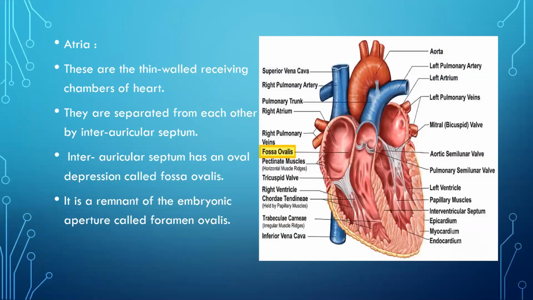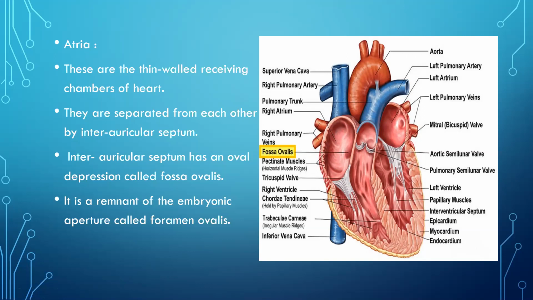The human heart consists of auricles and ventricles. Auricles are also called atria. You can see here, these are atria or auricles. These are thin walled receiving chambers of the heart. You can see the walls are thin. They are the upper chambers of the heart. Auricles or atria are thin walled upper chambers and they are receiving chambers.